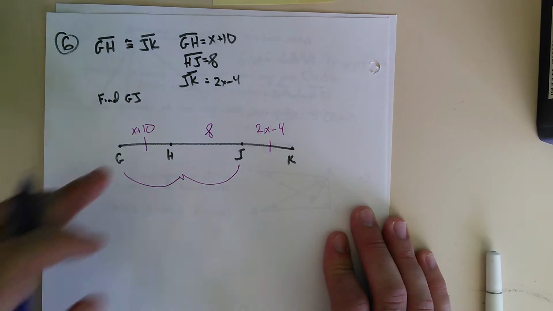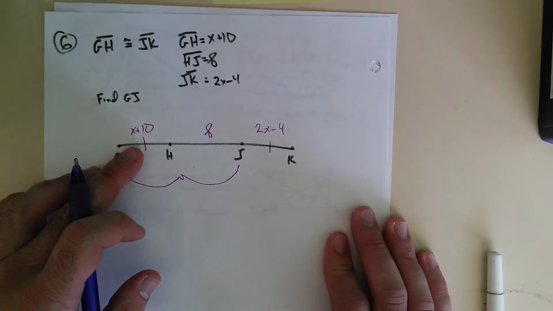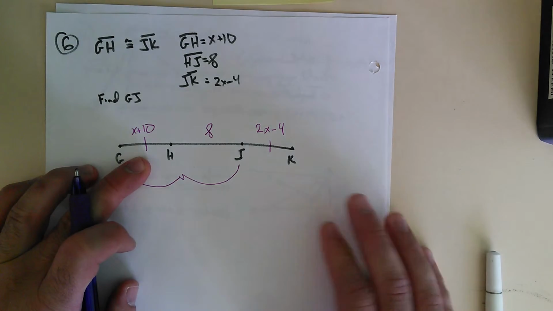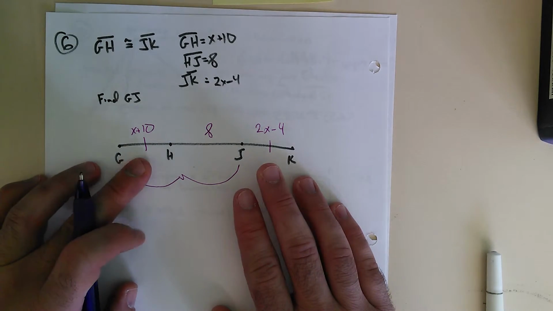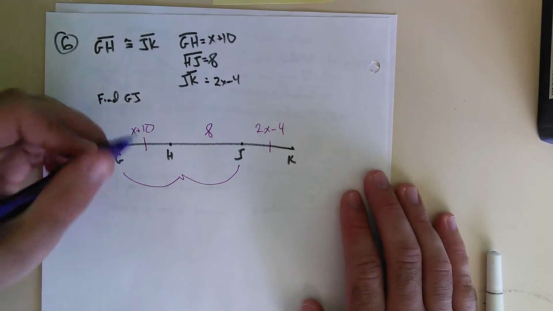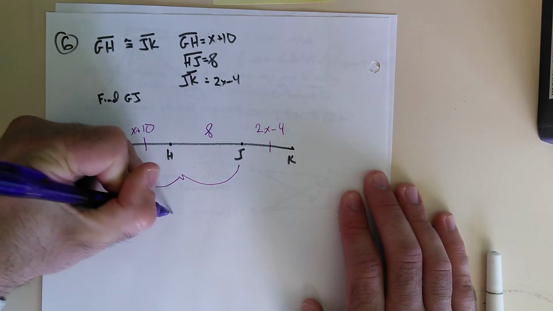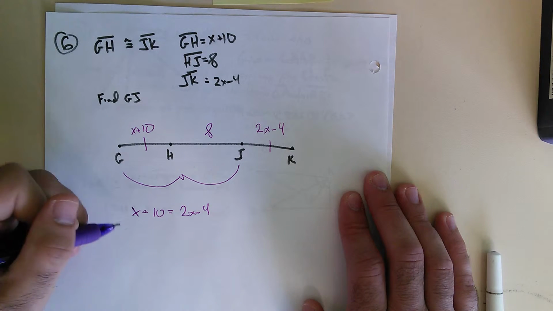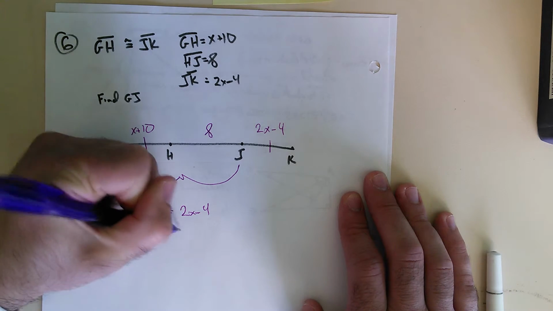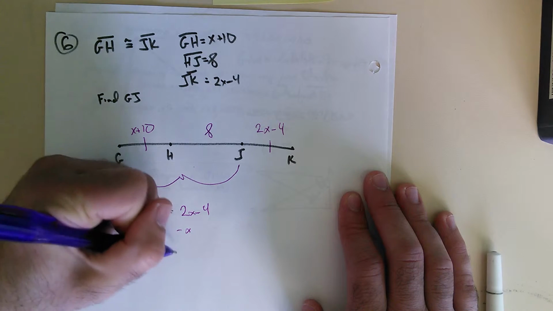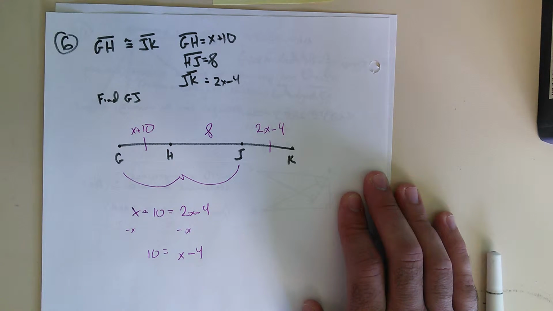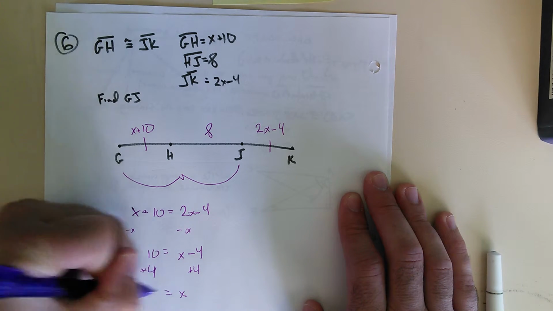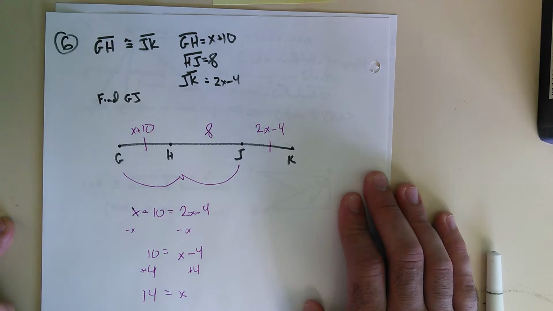In order to find that, we just have to add x plus 10 and then add 8 to that. But I don't know what x is. But I do know that this segment here is congruent to this segment here. So I could set those equal to each other. They must be the same length. So if I say x plus 10 is equal to 2x minus 4, I can go ahead and solve for x now. Let's subtract x from both sides. And I get 10 equals x minus 4. And I can add 4 to both sides. And I get x is equal to 14.